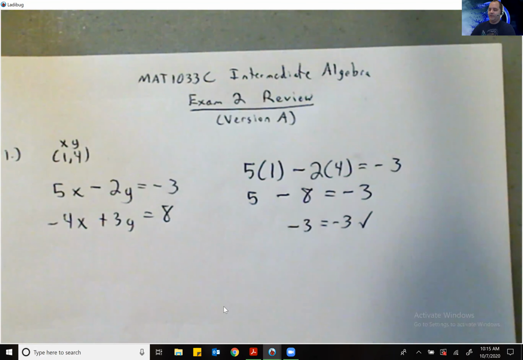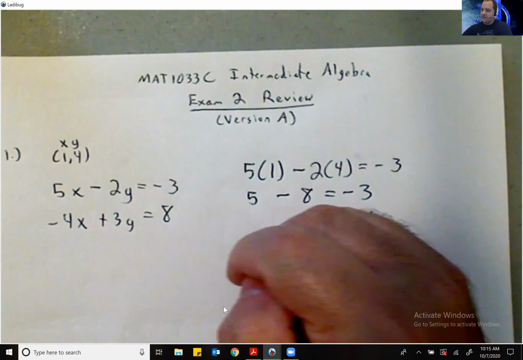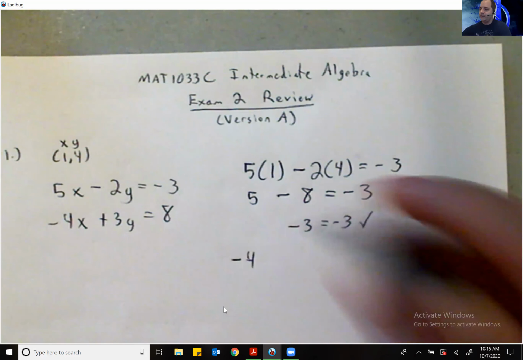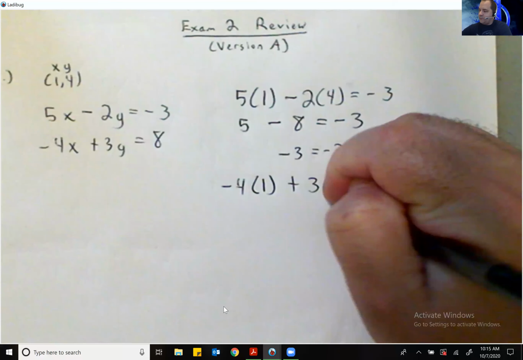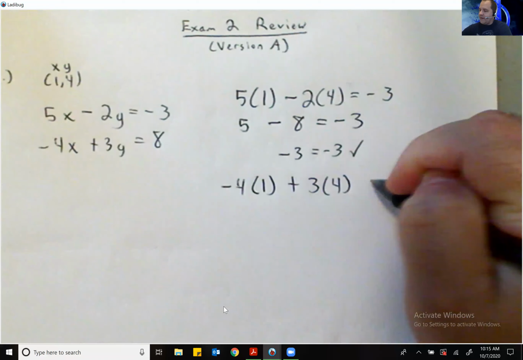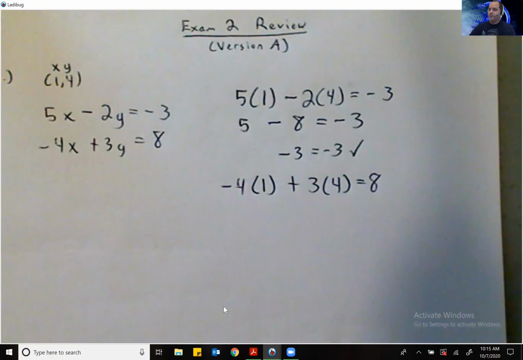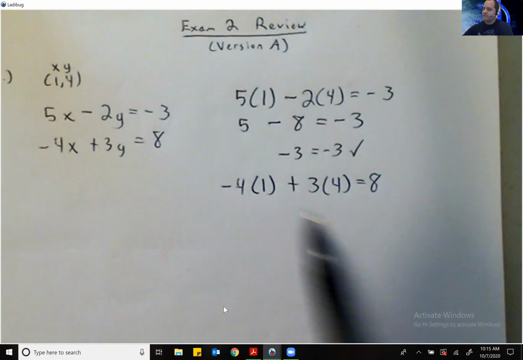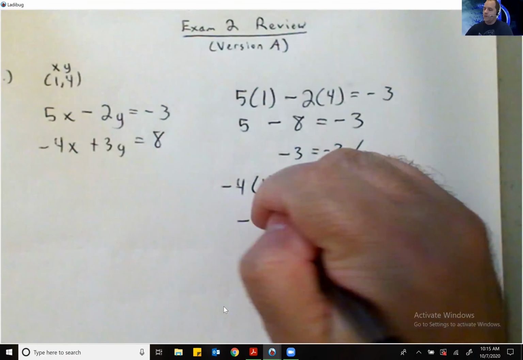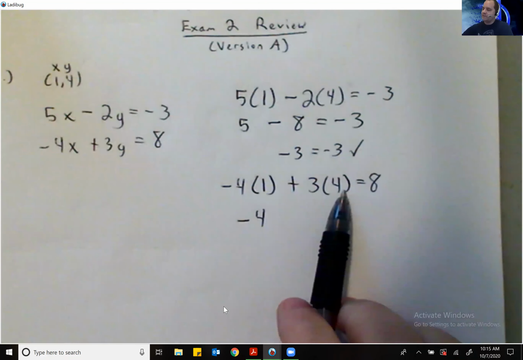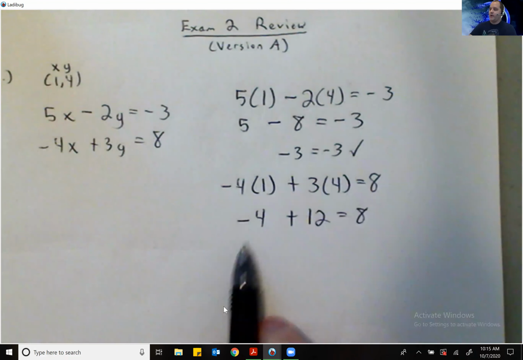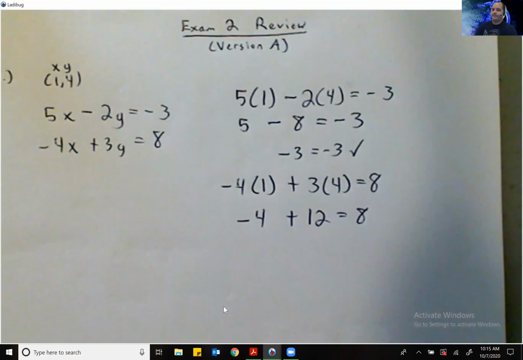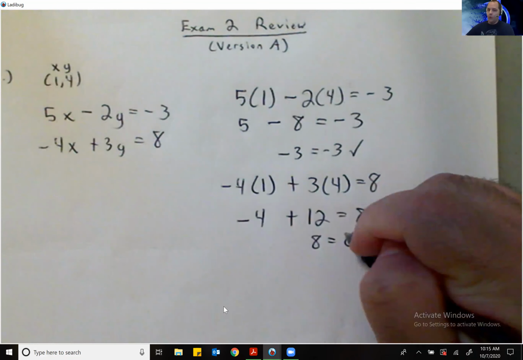Now we do have to plug into the second one then. So we're going to take -4 times our x value, which is 1, plus 3 times our y value, which is 4. And we want to see if we get 8. So -4 times 1, well, that's -4. 3 times 4, well, that's 12. Does -4 plus 12 give us 8? Yes. So it works out for both of these.